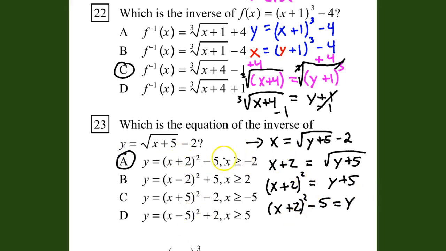And the reason why we have this domain here is because the square root function, if you remember the graph, kind of looks like this. It's only like half a parabola. So its inverse is going to look like half a parabola as well. It's just going to be from here going to the right. So it's going to be like from x at negative 2 and everything bigger than that. So that's why we have this domain here.